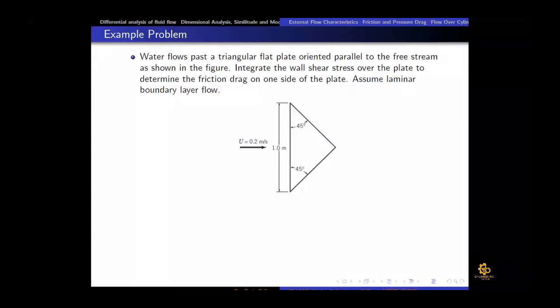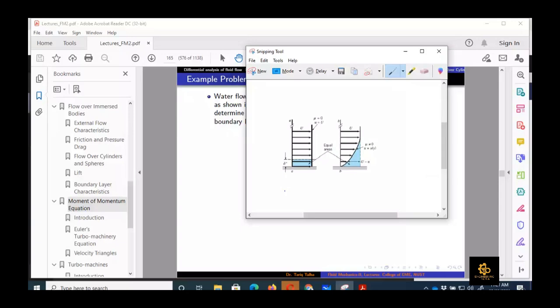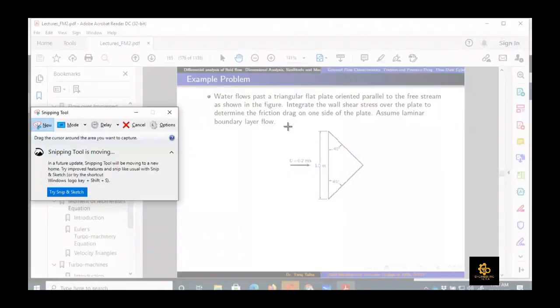Now we have water flow past a triangular flat plate oriented parallel to the free stream, as shown in the figure. So we have a triangular shape. Integrate the wall shear stress over the plate to determine the friction drag on one side of the flat plate. Assume laminar boundary layer. Let me copy this figure.